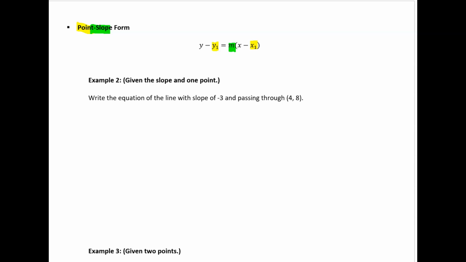So the first thing I would do, I would label what I have been given. And this is going to be my m. Here's my x1 and here's my y1. That's the first x I have. That's the first y that I have. Next thing I'm going to do is write my formula. y minus y1 equal to m of x minus x1. So I always write my formula. The more you see it, hear it, do it, the more you retain it.